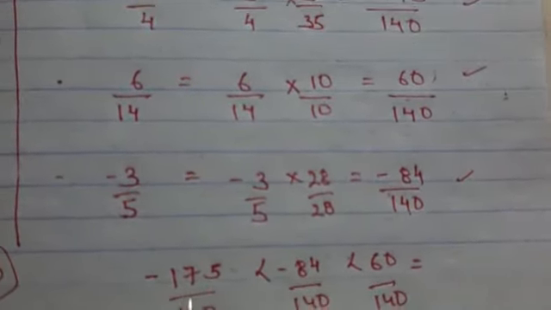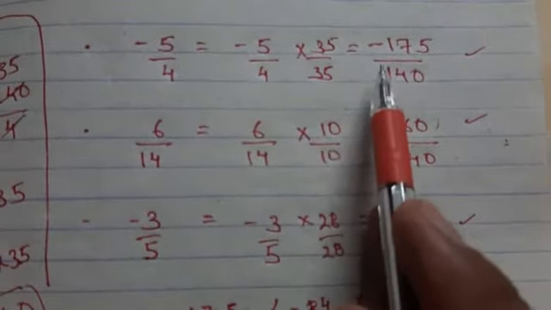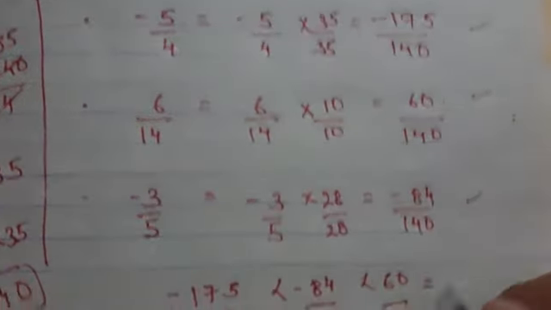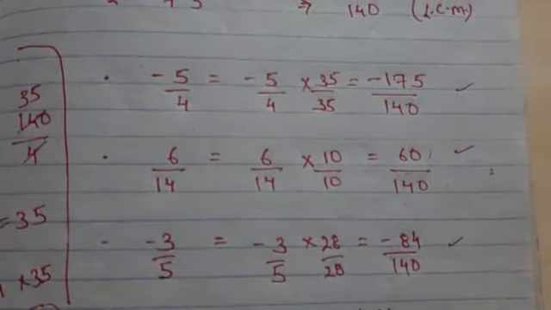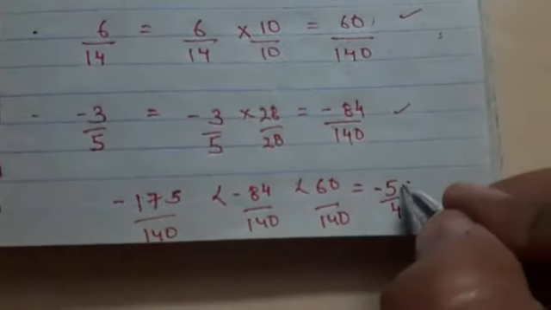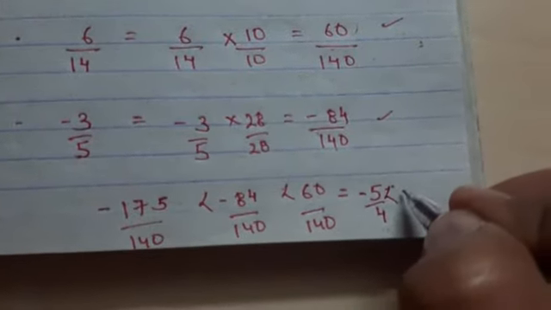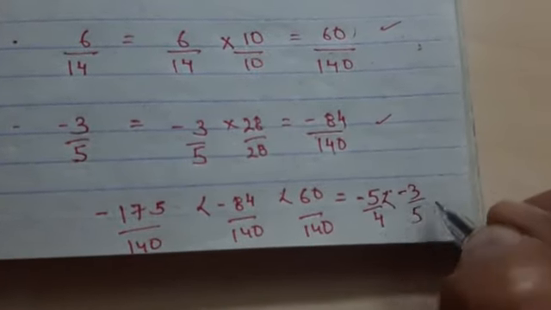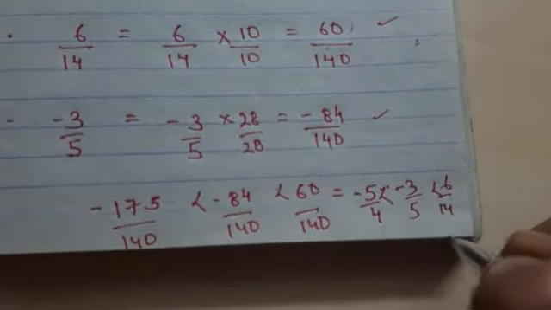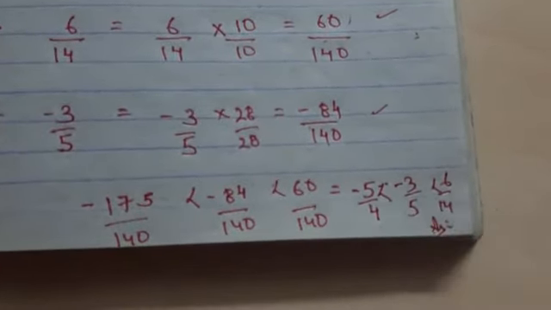Now write its original form. Minus 175 upon 140, it was basically representing minus 5 upon 4. So the order is: minus 5 upon 4 is less than minus 3 upon 5, which is less than 6 upon 14. This is your final answer.